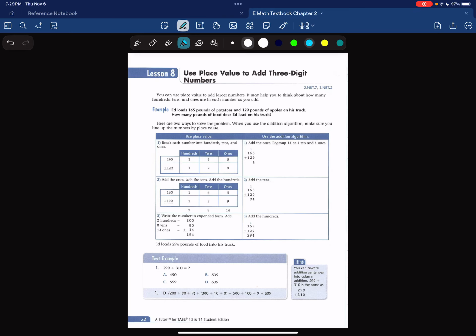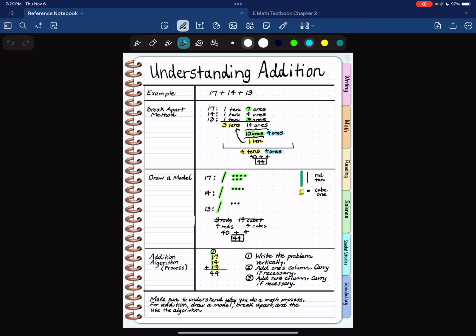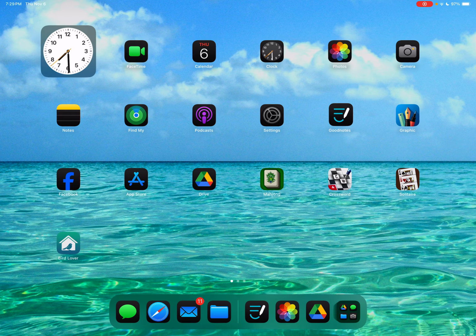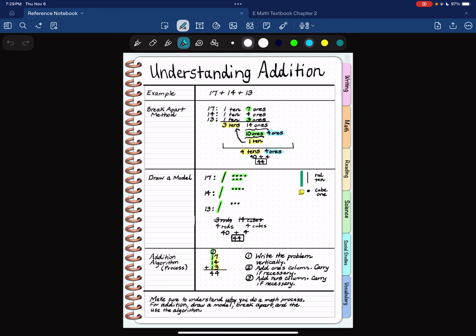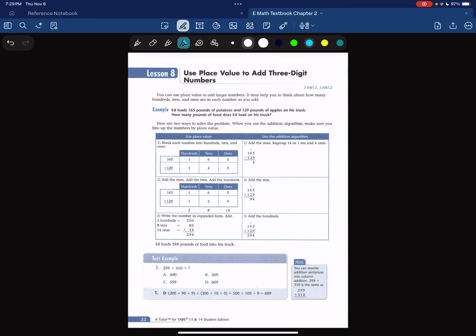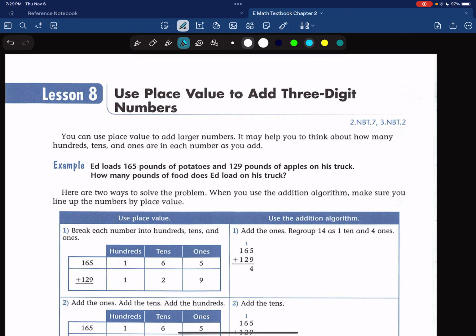Okay, we have another lesson on addition. We do not have to add any more notes because we already have all the notes we need. In this one, we're going to be using the algorithm method, but also some place value method. So let's take a look here at this page.